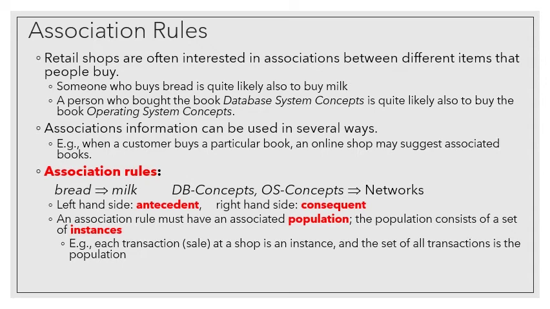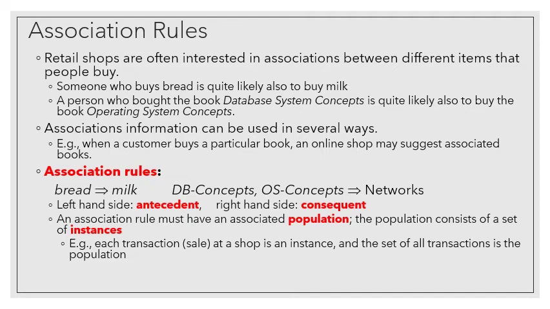Retail shops are often interested in associations between different items that people buy. Say someone who buys bread is quite likely to buy milk. A person who bought the book Database System Concepts is quite likely to also buy the book Operating System Concepts. So association information can be used in several ways. For example, when a customer buys a particular book, an online shop may suggest an associated book. We are seeing these things in all the online purchasing sites like Amazon, Flipkart, etc. Whenever you purchase something, the system automatically shows you associated things.